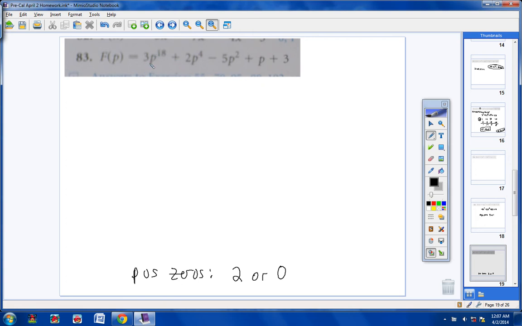If you put a negative p into the 18th power, that's a positive p times 3. That's going to give you a positive term. We'll put a negative here, a negative to the 4th, a negative p to the 4th will be positive, times 2 will be positive. Negative p to the 2nd power is going to be positive, times the negative 5 will be negative. We're going to put a negative p here, and a positive and a negative would be a negative, and then bring down your positive 3. So I have positive, positive. Here's a sign change, positive to negative, and here's a sign change, negative to positive.